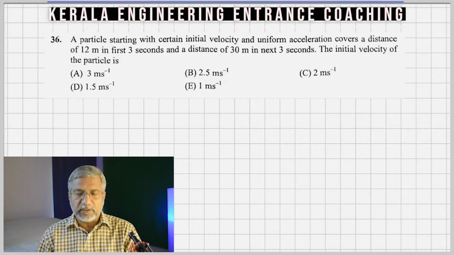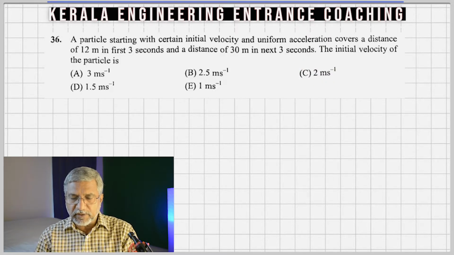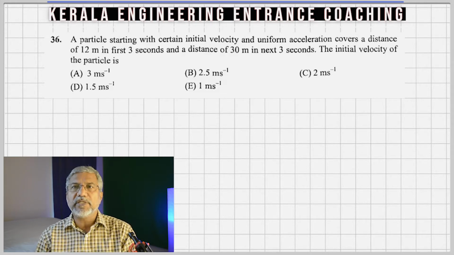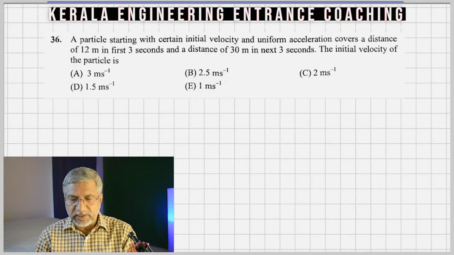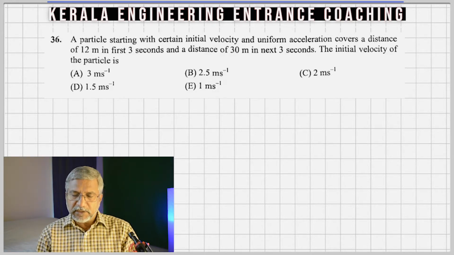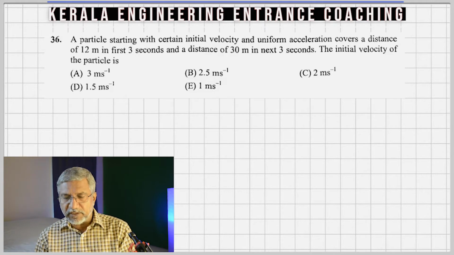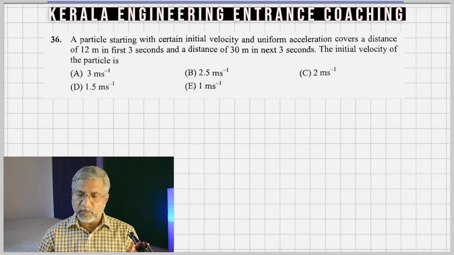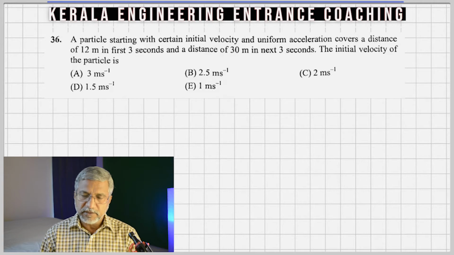Here is the next one. A particle starting with a certain initial velocity and uniform acceleration covers a distance of 12 meters in first 3 seconds and a distance of 30 meters in the next 3 seconds. What is the initial velocity of the particle?